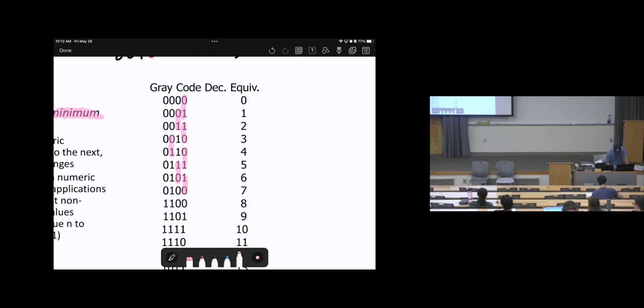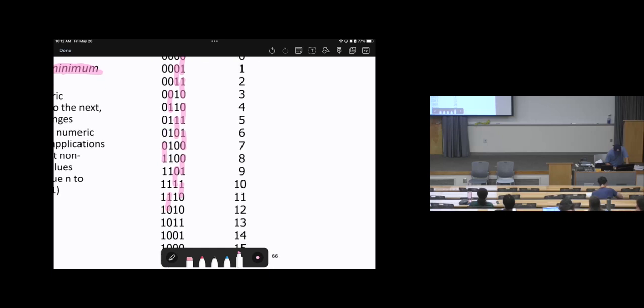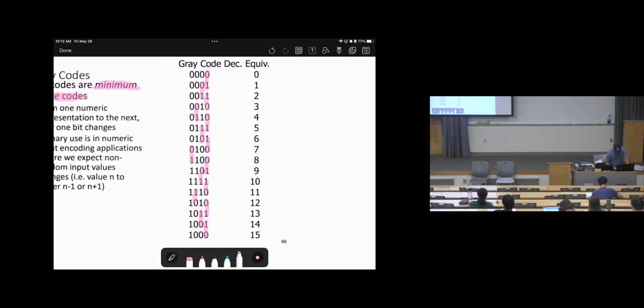this change happened. Then 8 to 9, this change happened. 9 to 10, this change happened. 10 to 11, this happens. Then 11 to 12, 12 to 13, 13 to 14, 14 to 15. So you see, only one change happens at once. This is the whole idea of a gray code. Okay?